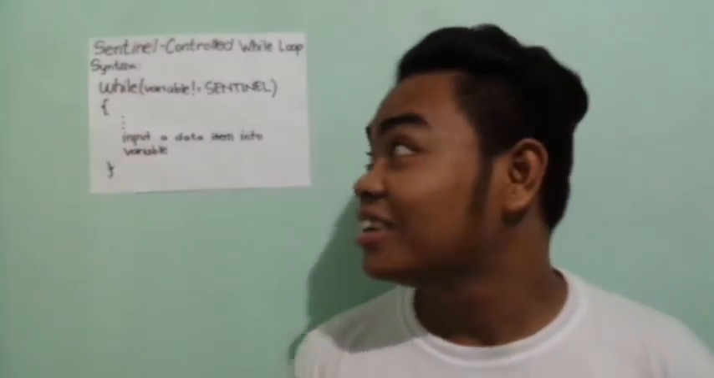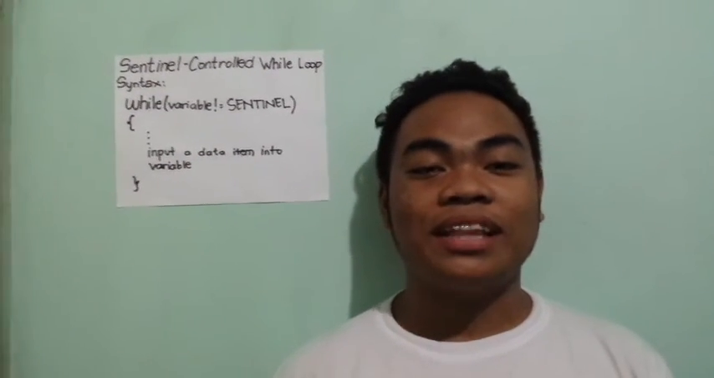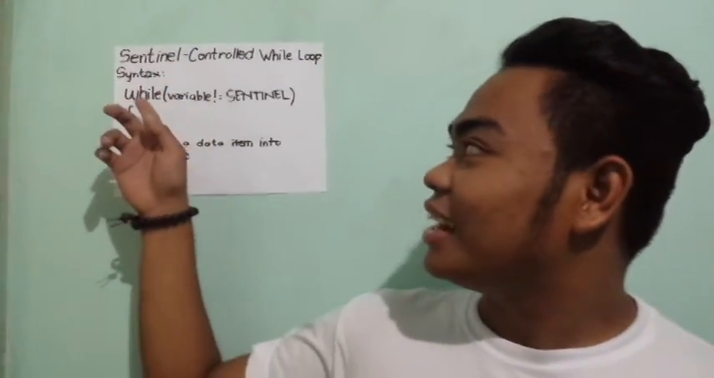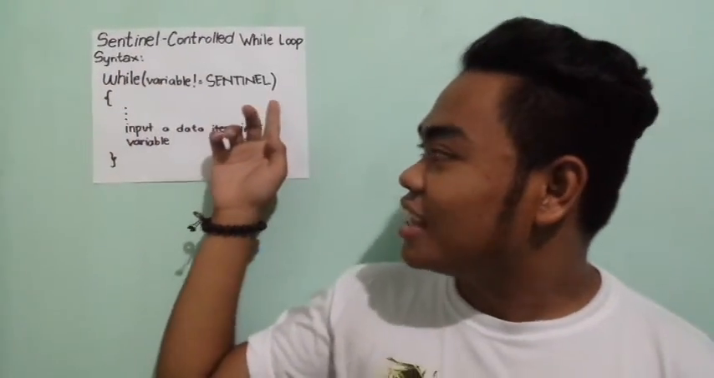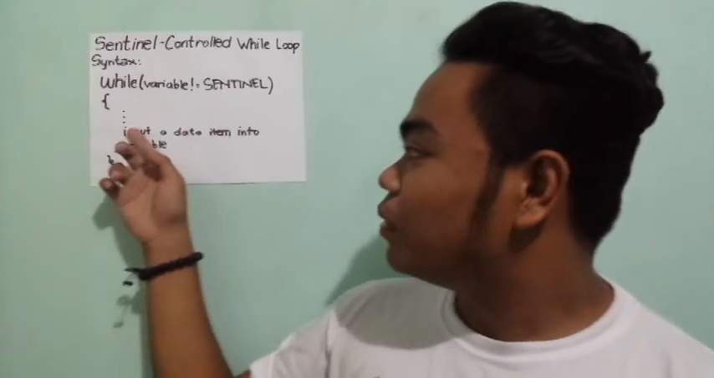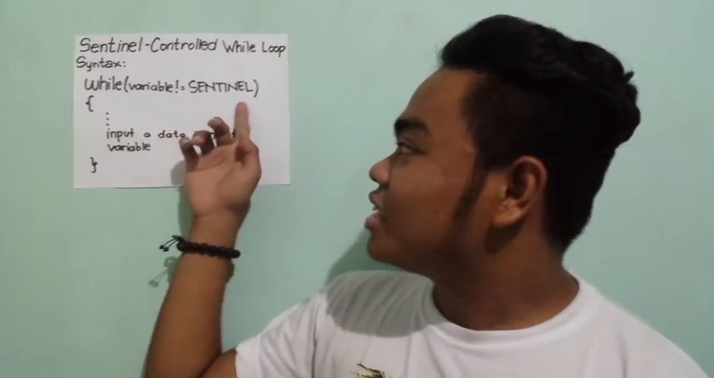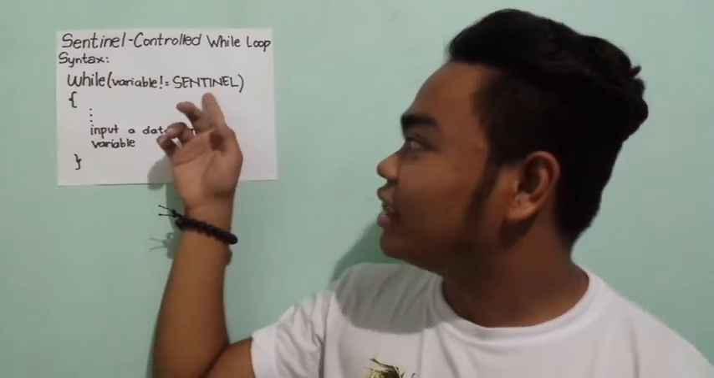Hi, I will discuss to you the Sentinel controlled while loop. Sentinel controlled while loop is used when the exact number of entry pieces is unknown but the last entry is known. This is the syntax for Sentinel controlled while loop. The condition is while, then the variable is not equal to Sentinel, then the update statement is input a data item into a variable. When the variable is not equal to Sentinel, the program will continue to execute, and when the variable is equal to Sentinel, the program will stop executing. I will show you how to make a program using Sentinel controlled while loop.